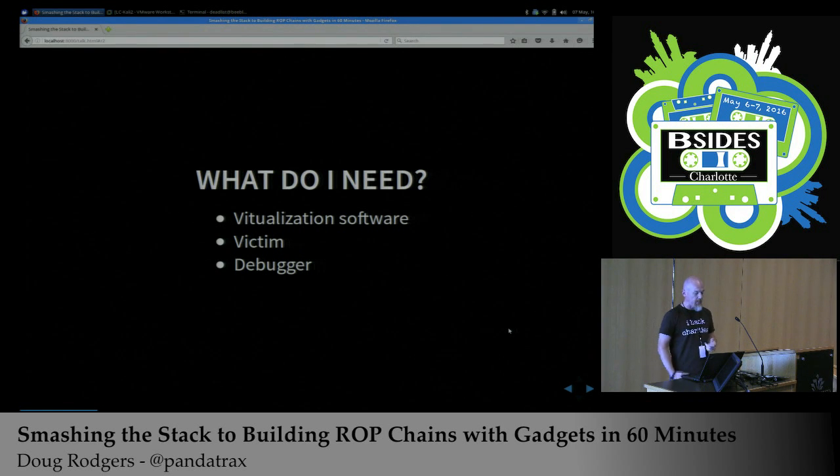So when you get started, what do you need? It makes it a lot easier if you have some type of virtualization software. VMware is great. You really want something that can take snapshots, because it's a real bummer when you have to start everything over again, over and over. If you can take a snapshot and go back to it quickly, it makes life a lot easier. You need a victim.